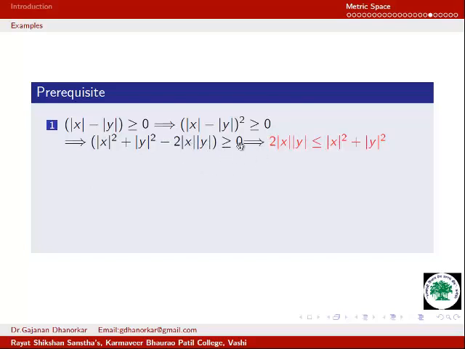I am taking this term to this side, therefore |x|² + |y|² is greater than or equal to this term, and that means we can write it this way: 2|x||y| is less than or equal to |x|² + |y|². Remember this. Now |x||y| is less than or equal to |x|² + |y|². This is the inequality.